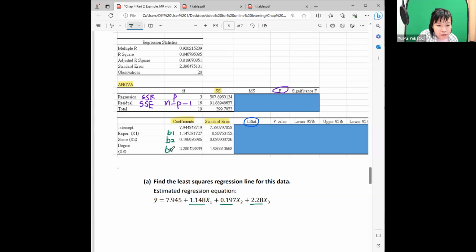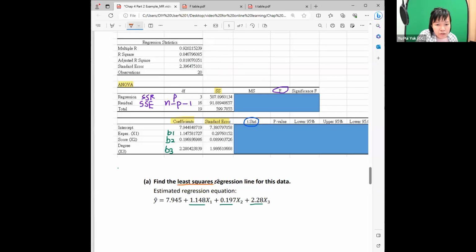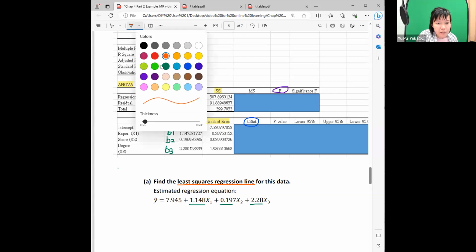So therefore, given the question, part A asks to find the least square regression line. We can form the least square regression line by using the last table, the information in the Excel output. So this is the b0, the intercept. Let me also write down.